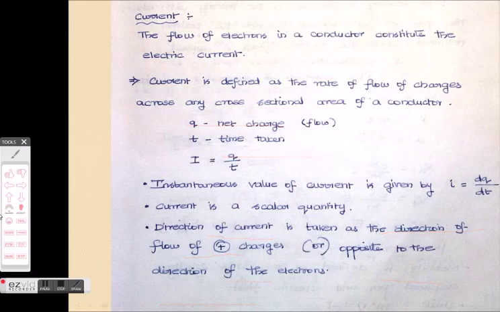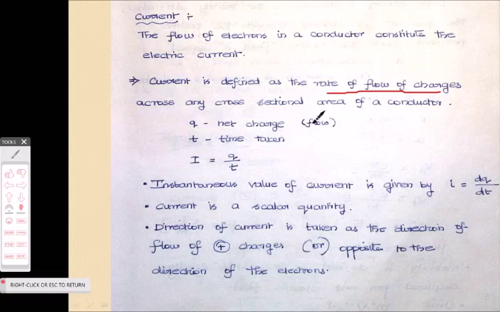Then what is current? Current is the flow of electrons in a conductor. Current is defined as the rate of flow of charges across any cross-sectional area of a conductor. It's the rate of flow of charges. Rate means I is equal to Q by T, where Q is the charge and T is the time.